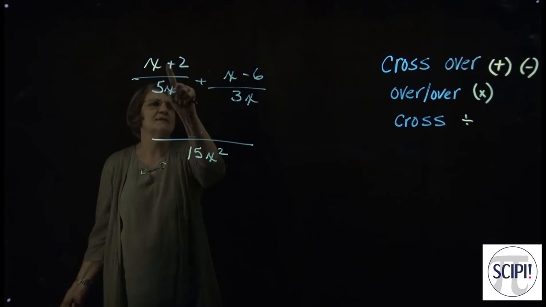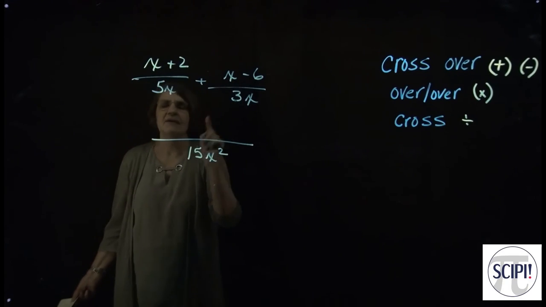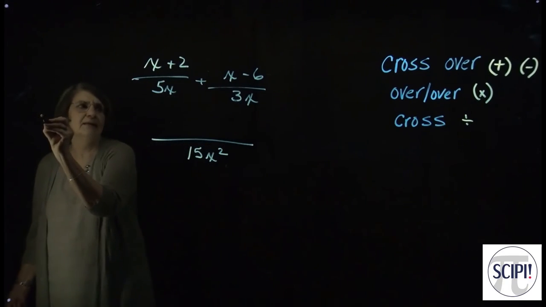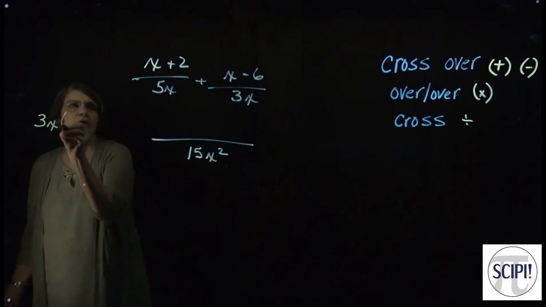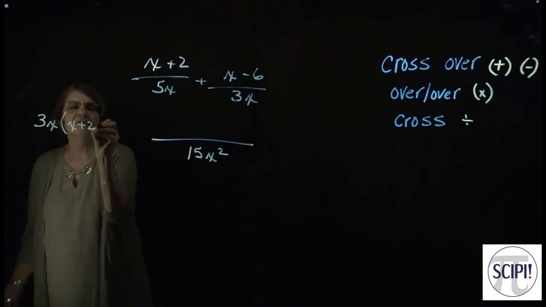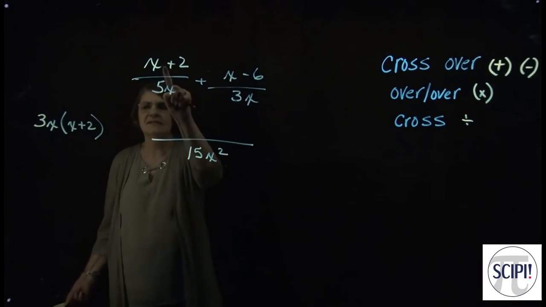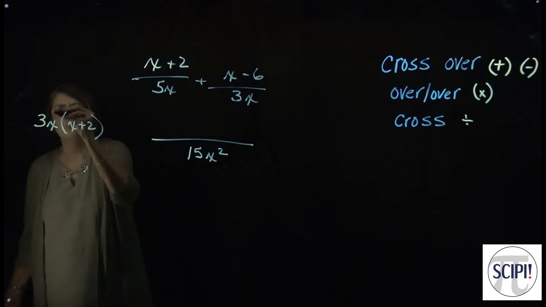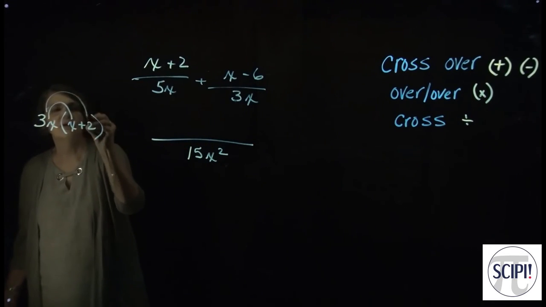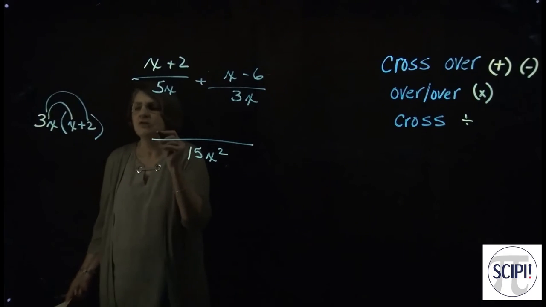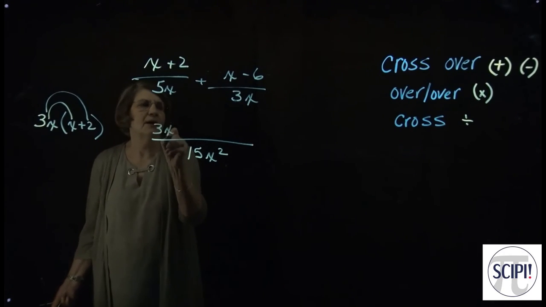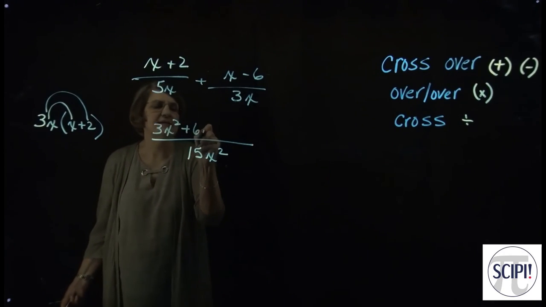I'm going to do this times this. If you can't see that in your head, then go over here and write it like this. I'm able to see it. Not everybody can. You want to be able to distribute, then go over and rewrite it. So we end up with 3x squared plus 6x.